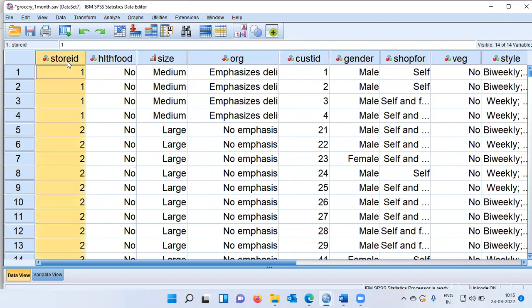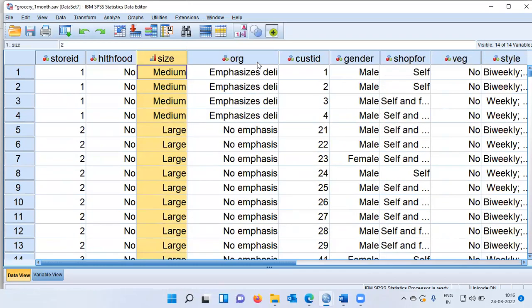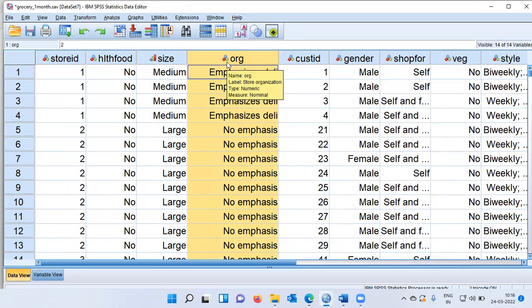You have store ID, whether it sells health food or not. The size of the store is given, whether it is a medium-sized store, large-sized store, or a small-sized store. Organization type is given. Does it emphasize delicatessen product or does it not emphasize anything? The first four variables talk about the store profile. That is, is it a large-sized store, medium-sized store? Does it sell healthy food or not? Does it emphasize any specific item? That is what we are told.